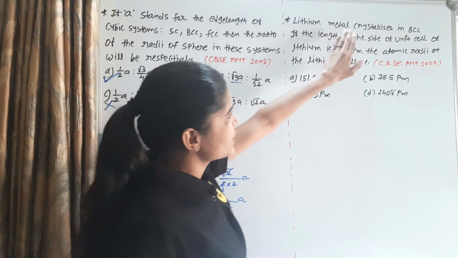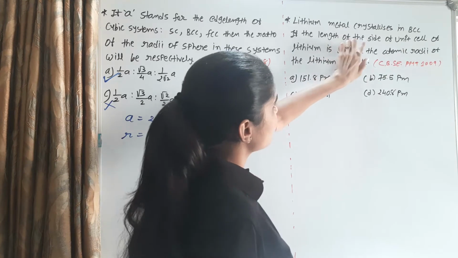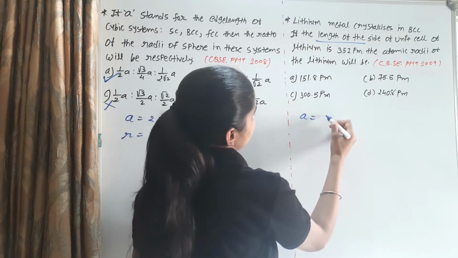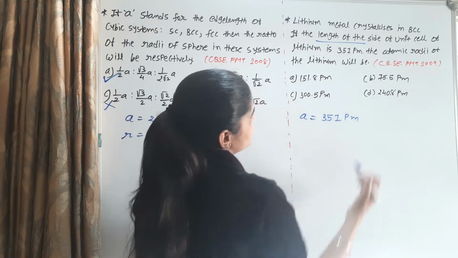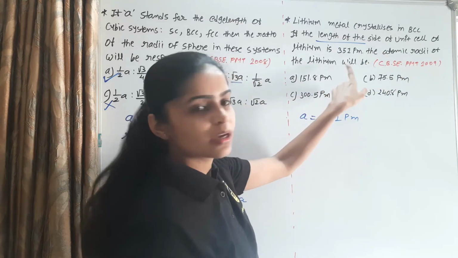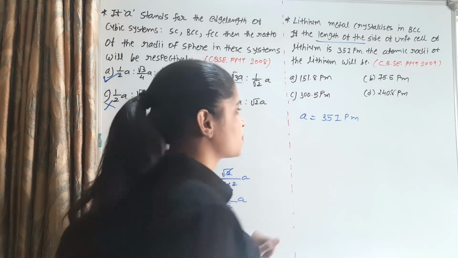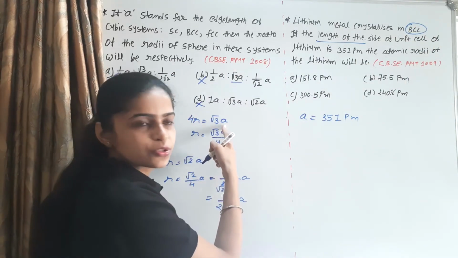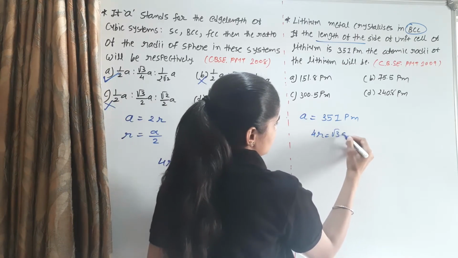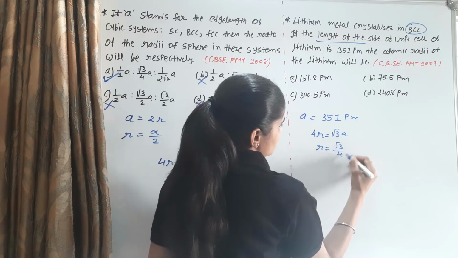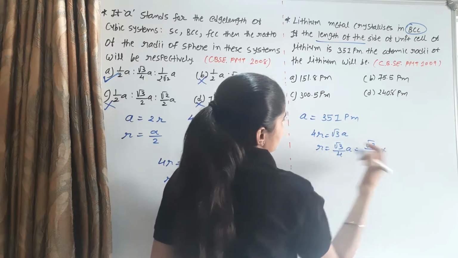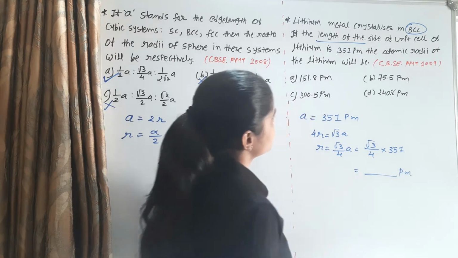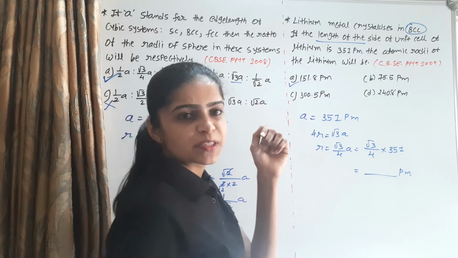Next, lithium metal crystallizes in BCC. The length of the side of the unit cell is a = 351 picometer. The atomic radius of lithium, r, for BCC: 4r = √3 a, so r = (√3/4) a. Multiplying √3/4 by 351 gives the answer in picometer. The right option is 151.8 picometer.